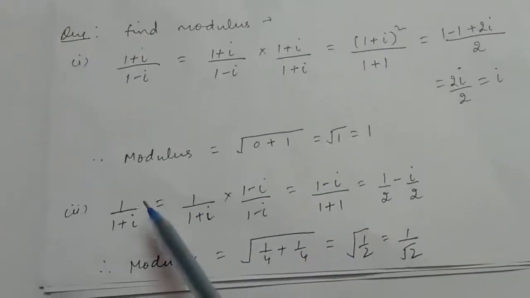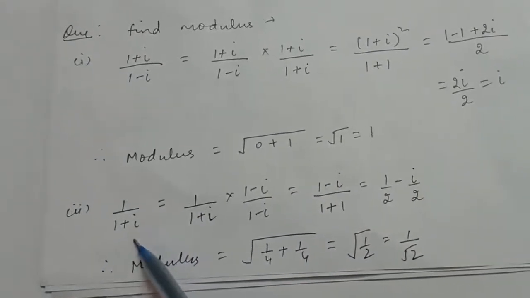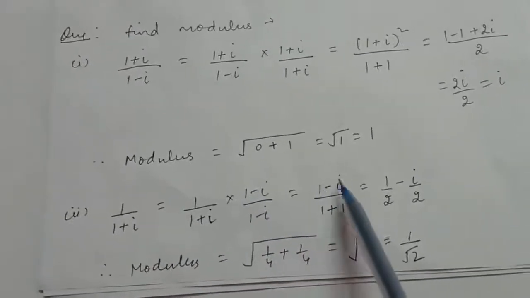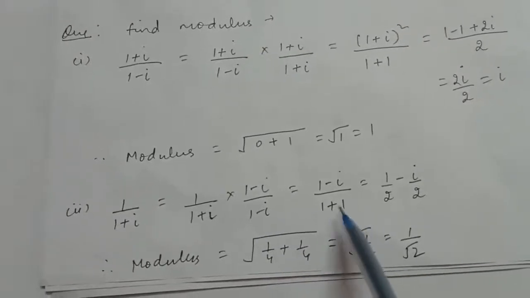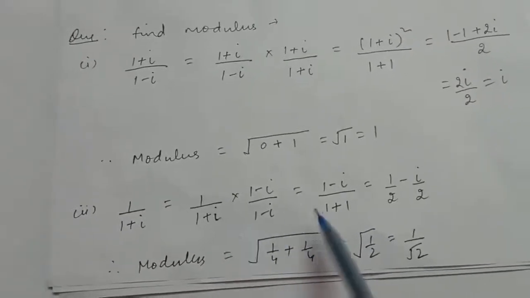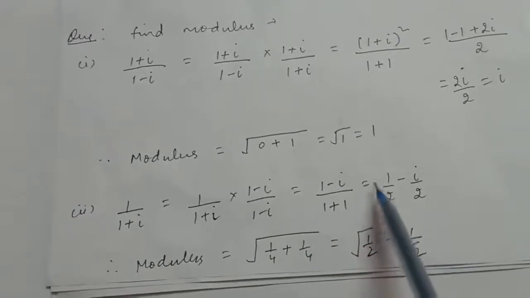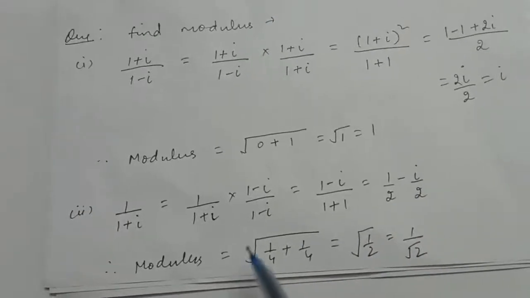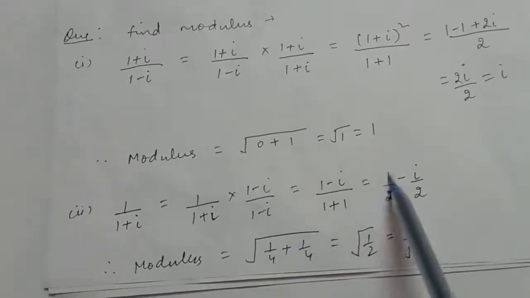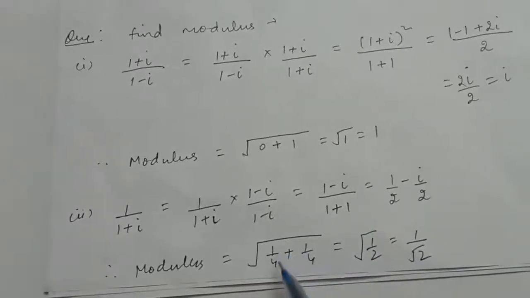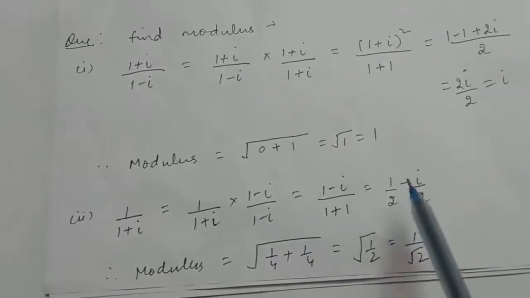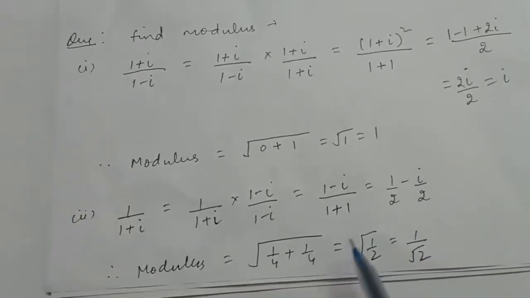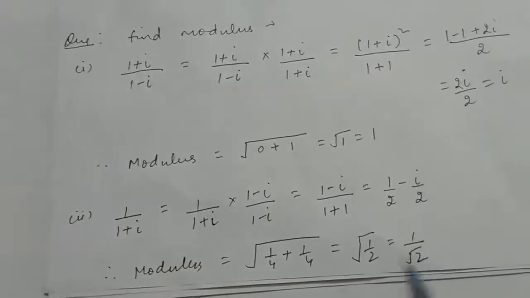Now second is, you have to find the modulus of 1 upon 1 plus iota. Again rationalize it with 1 minus iota. So you will get 1 minus iota upon 1 plus 1, because a square minus b square. So you will get 1 plus 1, which is equal to 1 by 2 minus iota by 2. So modulus will be real part square. Real part is 1 by 2. 1 by 2 square is 1 by 4 plus imaginary part square. Imaginary part is minus 1 by 2. Its square will be 1 by 4. So you'll get modulus as 1 upon root 2. Clear?